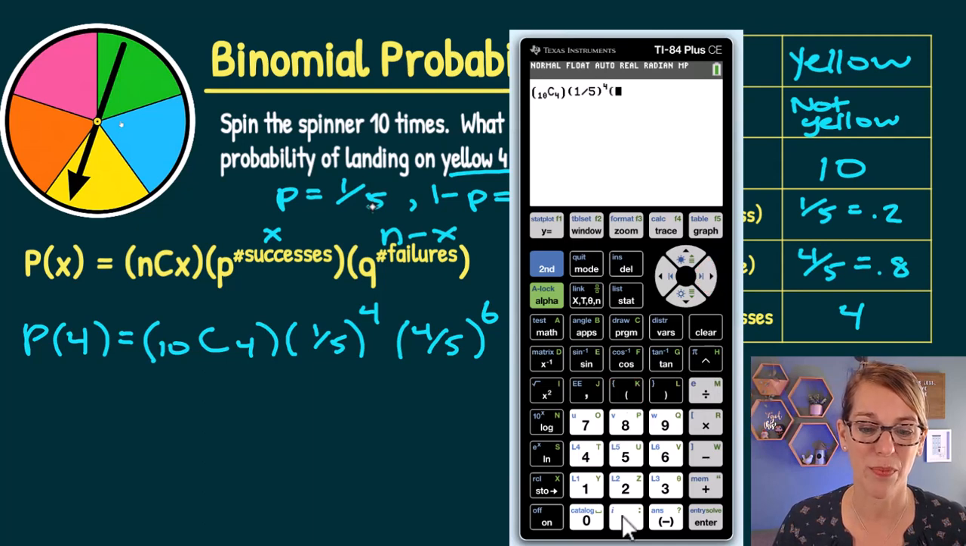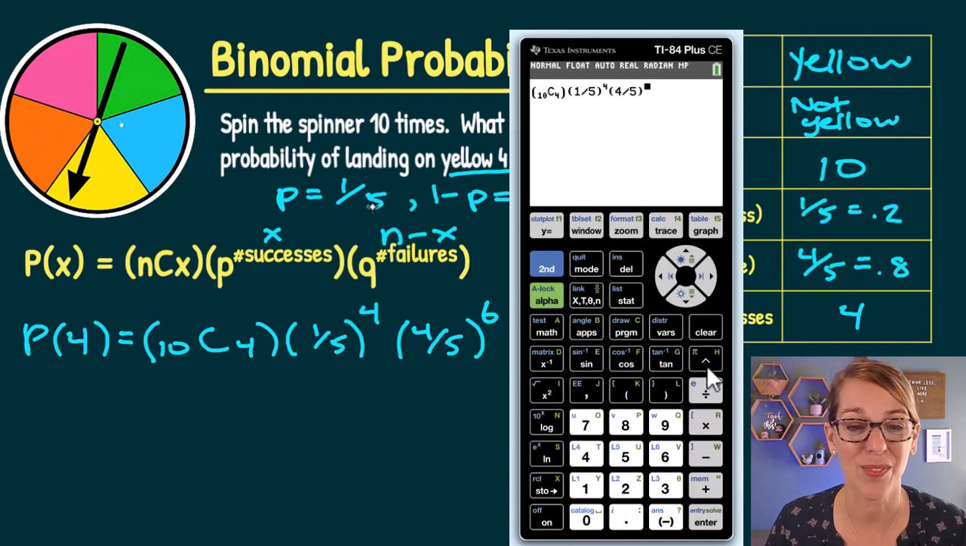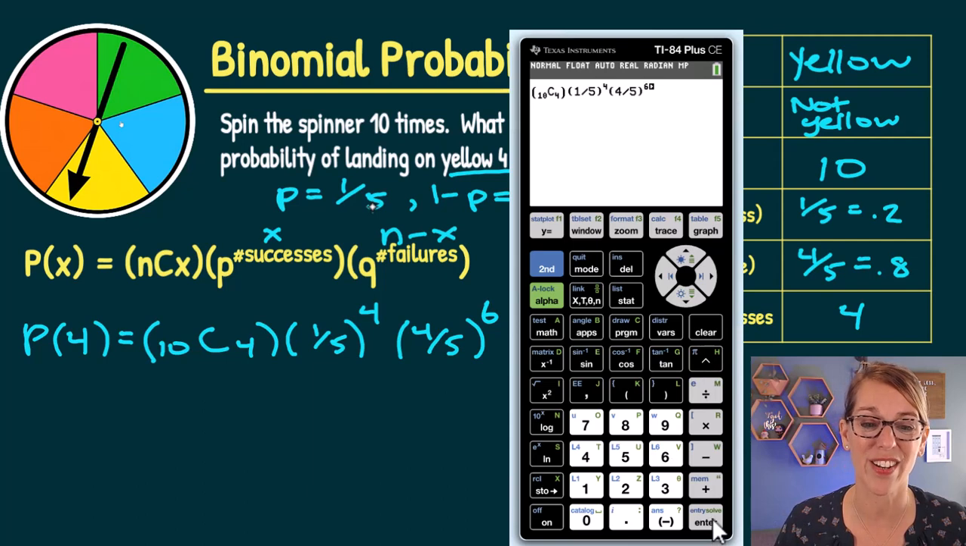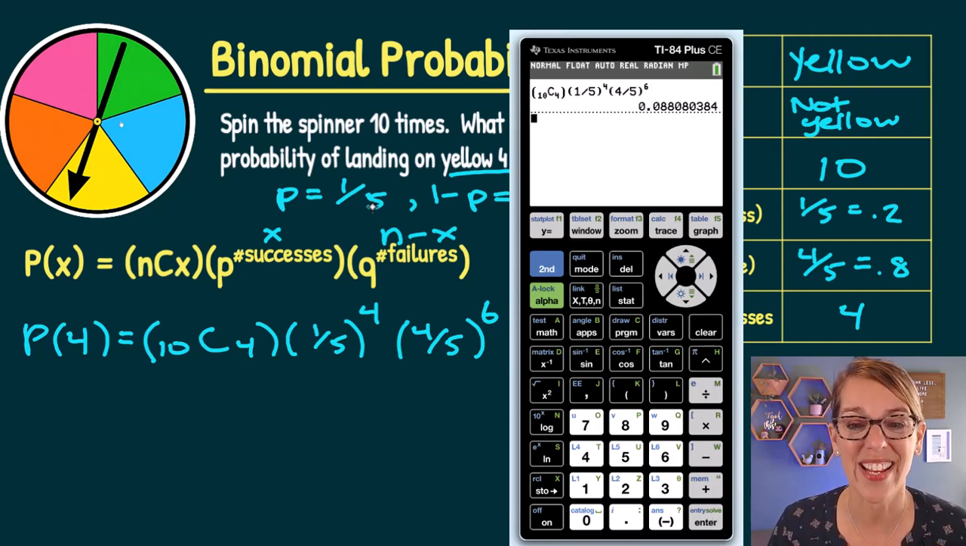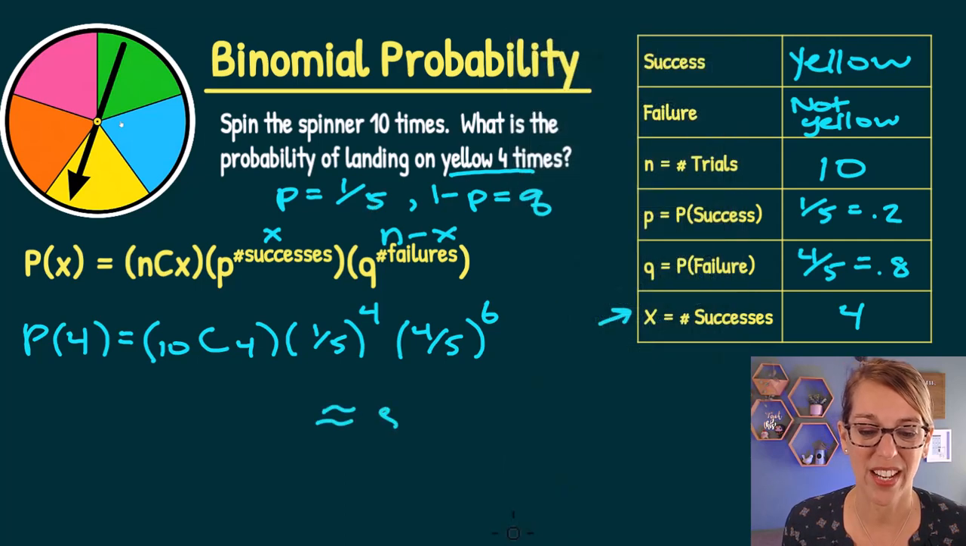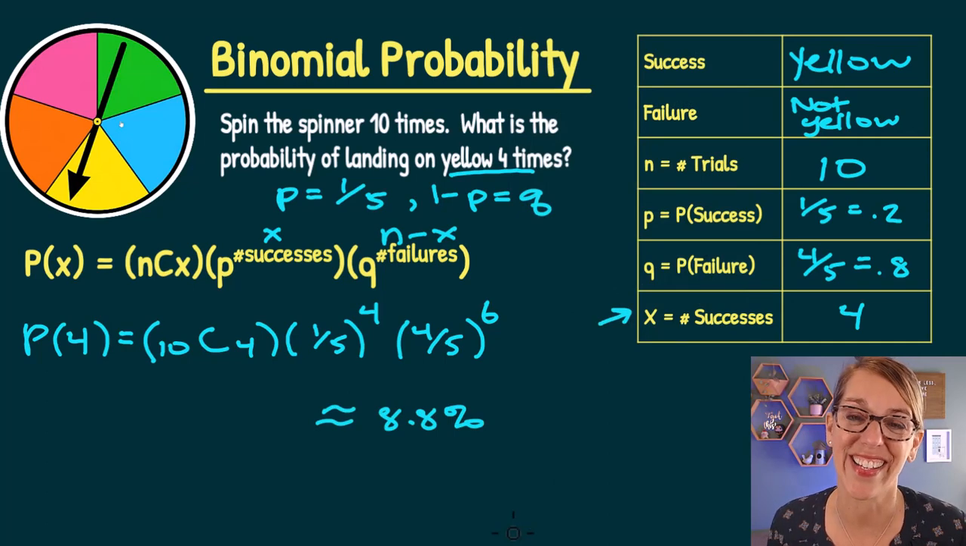Arrow over and then parenthesis 4/5. Parenthesis, this one's to the number of not yellows. Well, out of 10, that's going to leave me with 6 that are not yellow. And I end up with 0.088, or about an 8.8% chance of landing on a yellow.